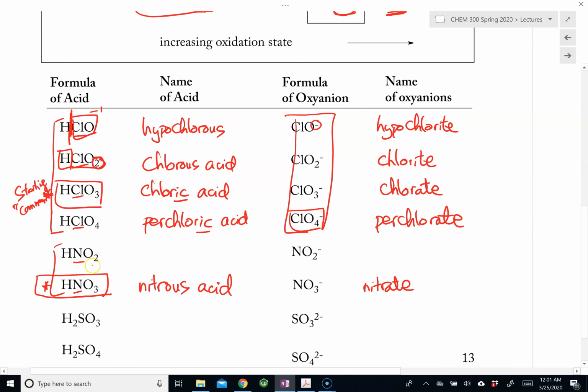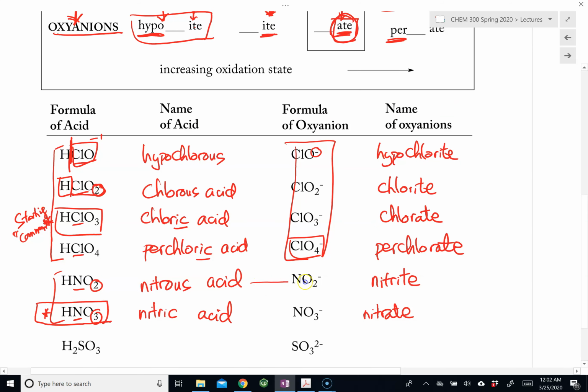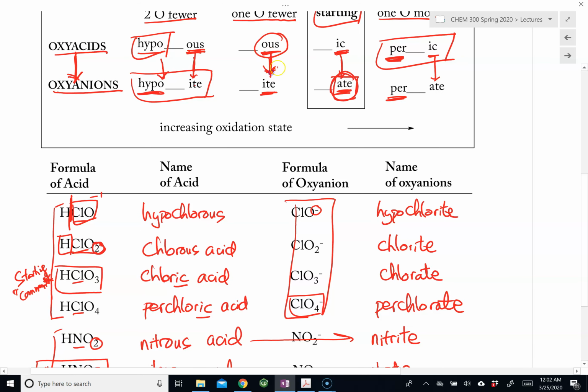And now the HNO2, you have 1 oxygen fewer compared to the most common one. So therefore this would be the nitrous acid. And this one would then be nitrite. Once nitrous acid has given up the proton already, to name the corresponding oxyanion, again, -ous becomes -ite, -ic becomes -ate.